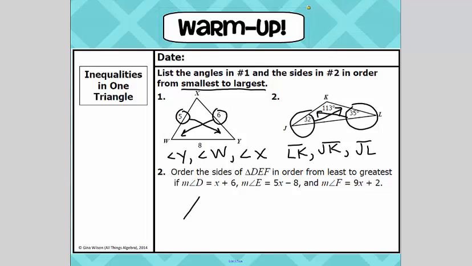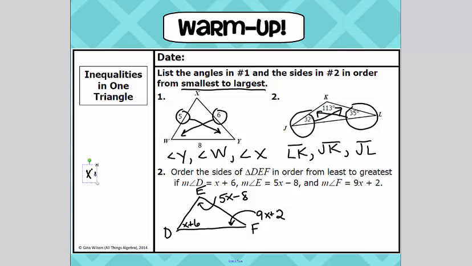In number 2, I draw a triangle, and I label the angles D, E, and F. I have x plus 6, 5x minus 8, and 9x plus 2. x plus 6, 5x minus 8, and 9x plus 2. And I know that they'll all add up to 180 degrees.